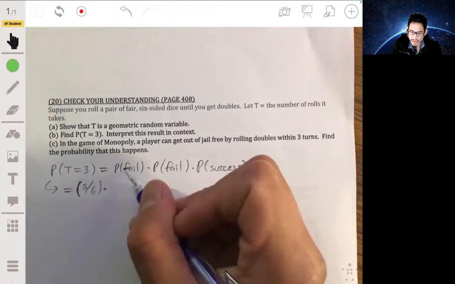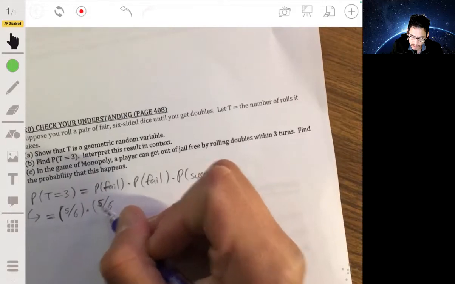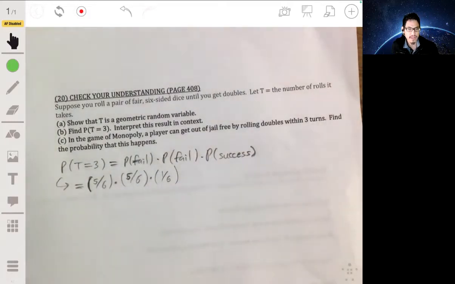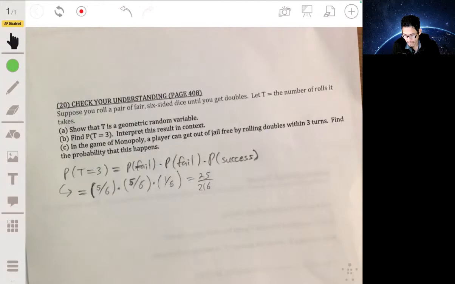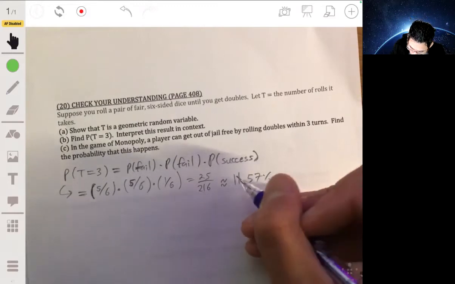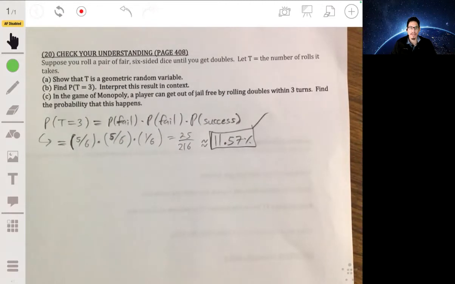So we basically do the probability of failing, 5/6, times the probability of failing, 5/6, times the probability of succeeding, which is 1/6, and that'll be our answer. 25 over 216, it looks like. About 11.5%. And what does that mean? Well, it's basically saying you have about an 11.5% chance of getting your first doubles on your third roll.